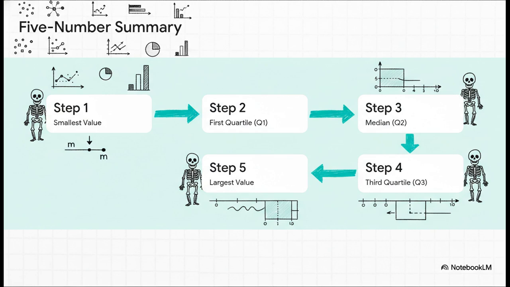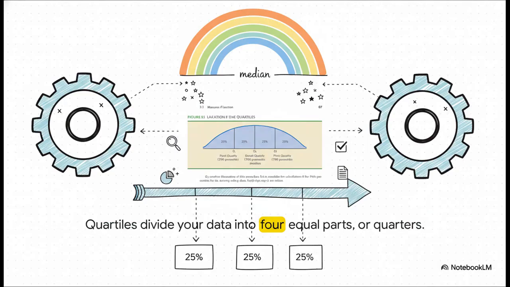And it is exactly what it sounds like. We're just going to find 5 key numbers that basically give us a skeleton of our entire data set. We need the absolute smallest value, the absolute largest value, and 3 key points in between. So what are those in-between points? They're called quartiles.